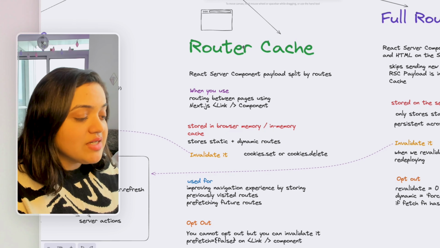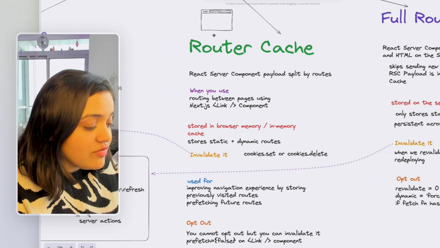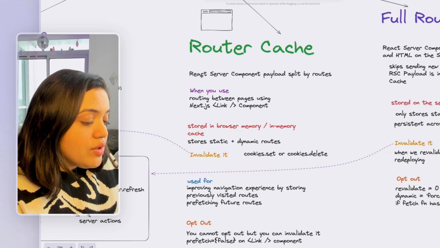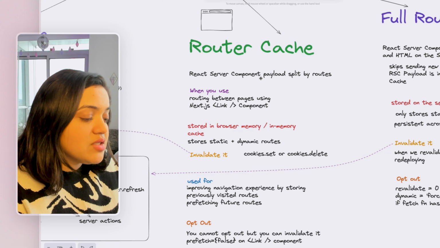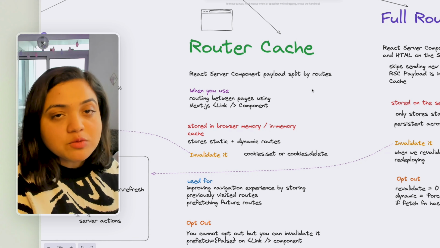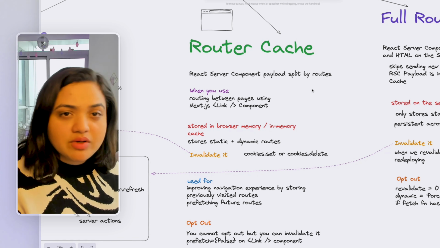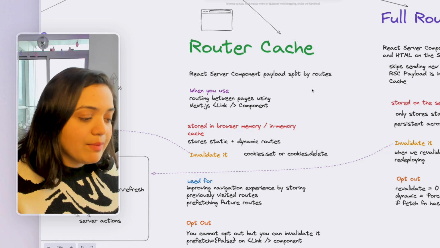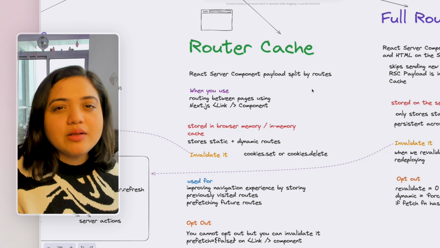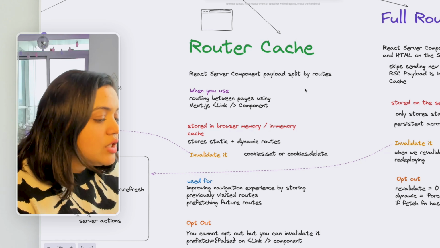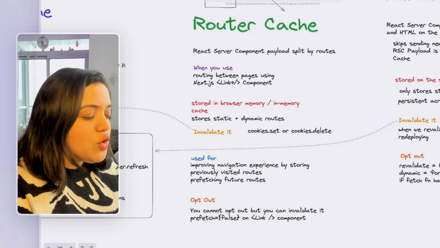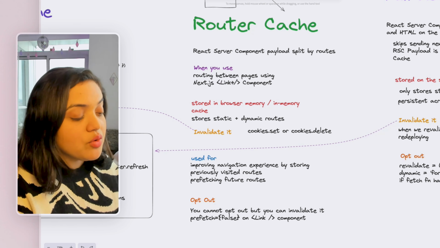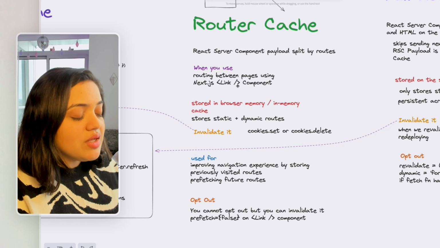What router cache does is that this happens on the client itself, and it's going to cache the React server component payload, and it's going to split it by different routes because React server components can be used anywhere in our application. In fact, by default, every single page is a React server component. That's what router cache will do. The way you would indirectly use router cache, even though you don't realize it, is when you use the link component.